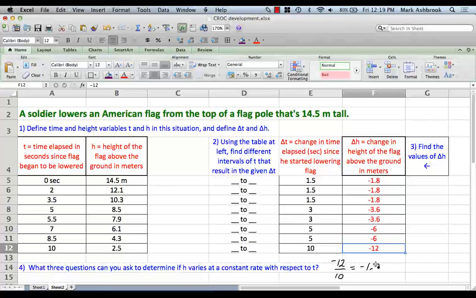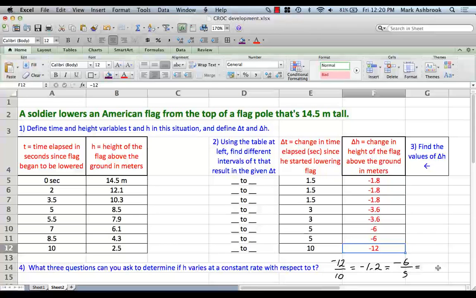Now suppose we looked at the 5 and the negative 6. If it goes down 6 meters every 5 seconds, how would you use those values to calculate how much it goes down every 1 second? What would you do? Negative 6 divided by 5. One more time. If it goes down negative 1.8 meters every 1.5 seconds, if it goes down negative 3.6 meters every 3 seconds, how would you calculate how much it goes down every 1 second?